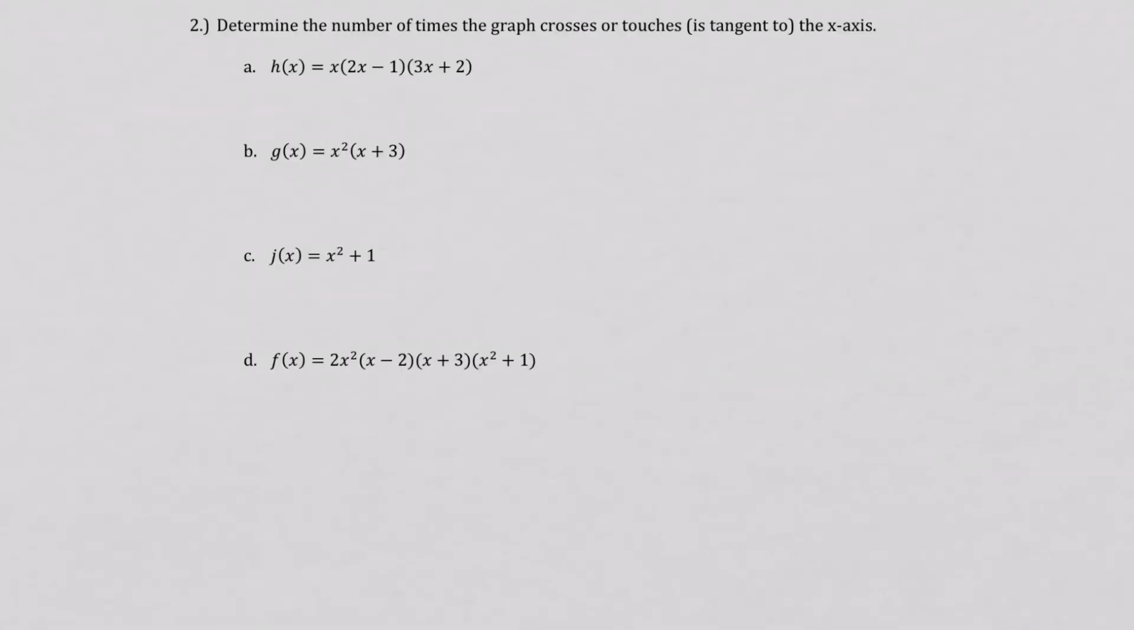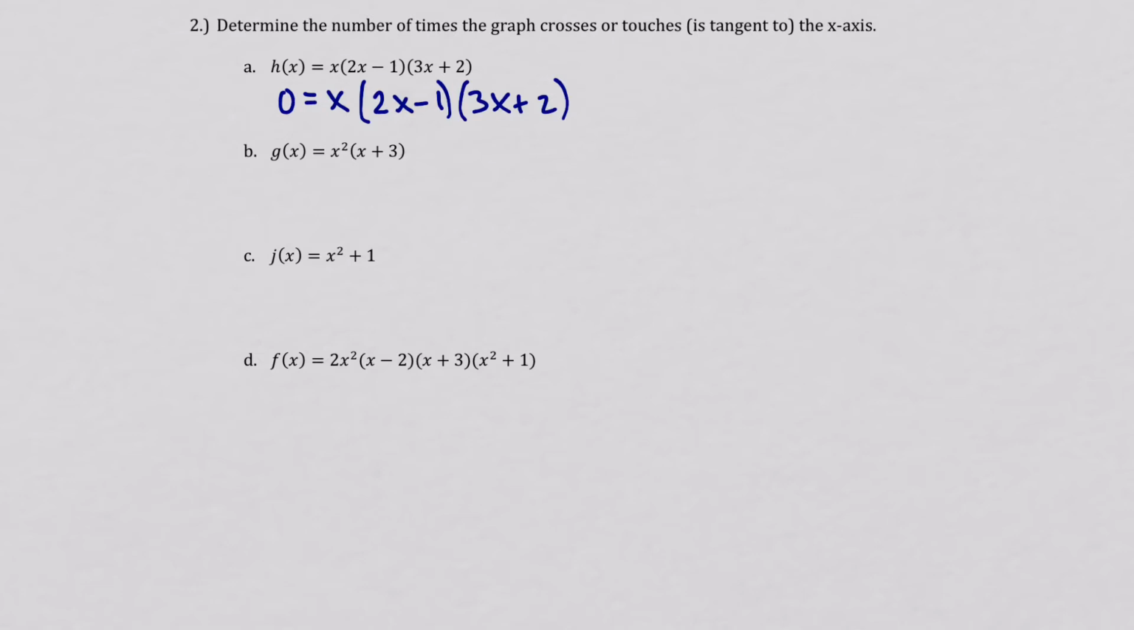Right, number 2, determine the number of times the graph crosses or touches, which another word for is tangent to, the x-axis. Okay, so starting with A, the question is how many times does this graph cross or touch, in other words, is tangent to the x-axis. What you're going to do for each one of these is set them equal to 0, because what it's really asking us is what are the zeros, or how many zeros does it have, how many x-intercepts, and solve each one to see how many you get.